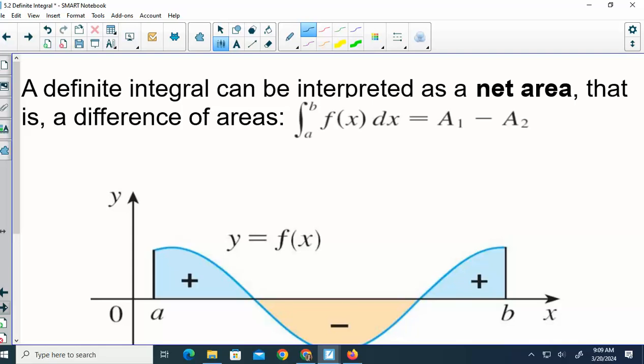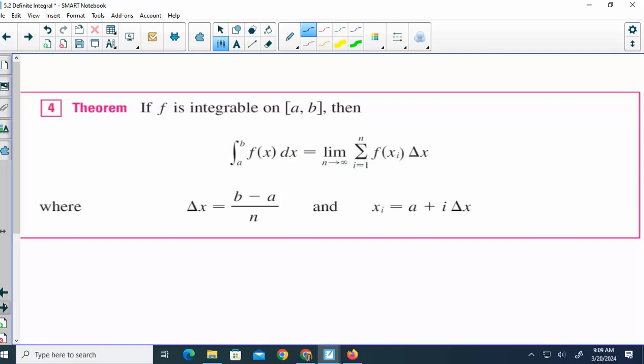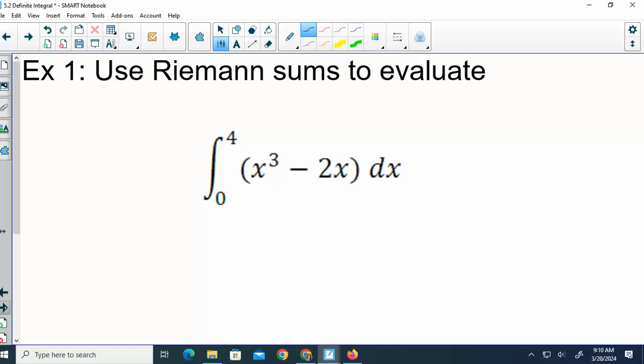All right, so just a couple of theorems. If you have a continuous function or a function with just a set number of jumps in it, then we can find the integral. So it will exist in those cases. And if there is an integral, we can do it by the same calculation that we were doing before: the limit as n goes to infinity of the sum from i equals 1 to n of the f of x sub i times our change in x. So let's do one.